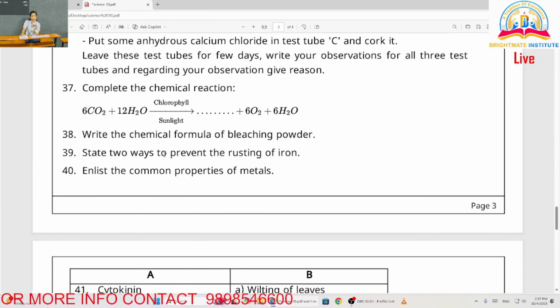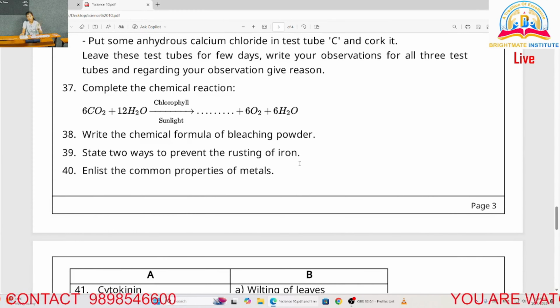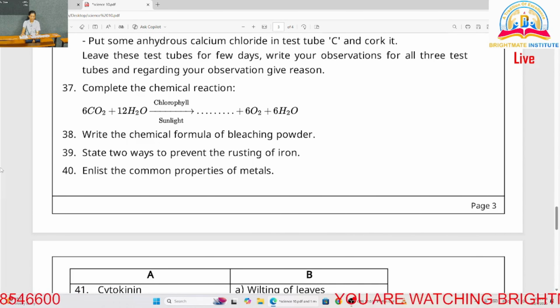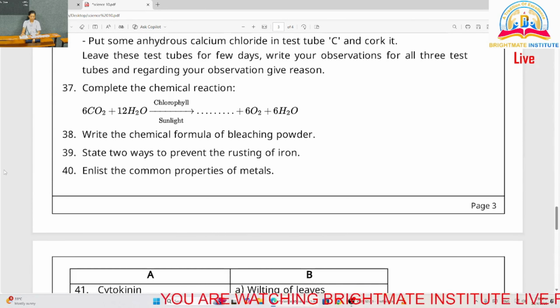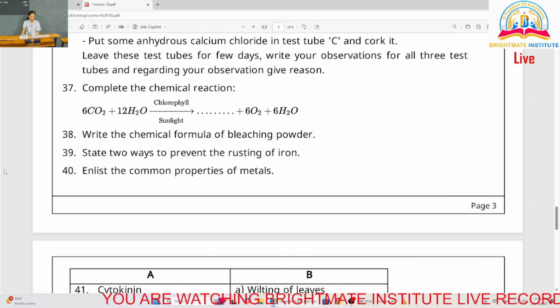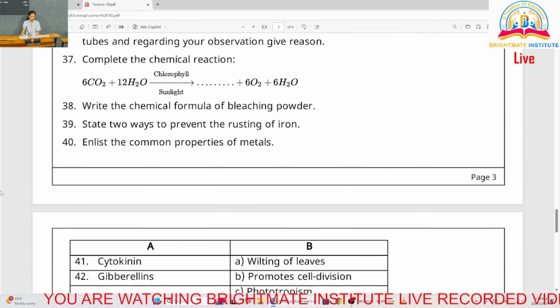There are many ways to prevent the rusting of iron, that is galvanization, painting, greasing, oiling, applying a zinc layer, or by making alloys, these all are the ways. So any 2 ways you can write down to prevent the rusting of iron.